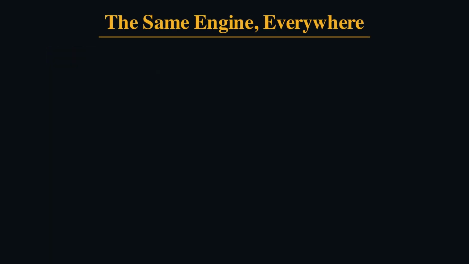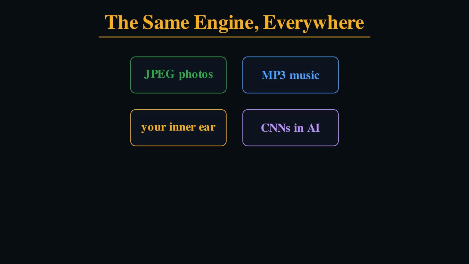And this is not a party trick. The keep-the-big-frequencies move compresses your photos and your music. Your inner ear physically performs a frequency decomposition on every sound you hear. And in an eye, convolutions are secretly multiplications in Fourier space. This same engine can even hear, and that is exactly where this series goes next.